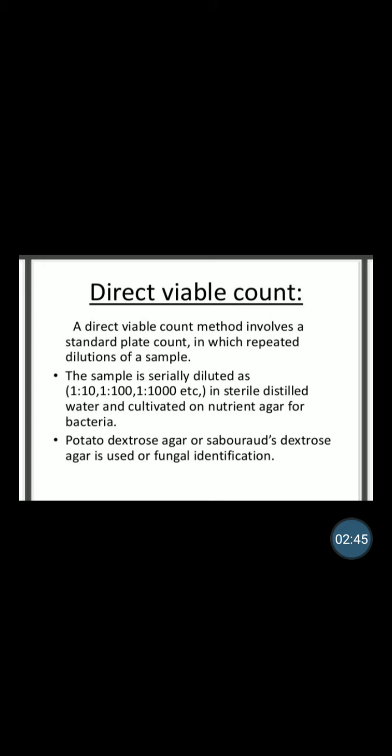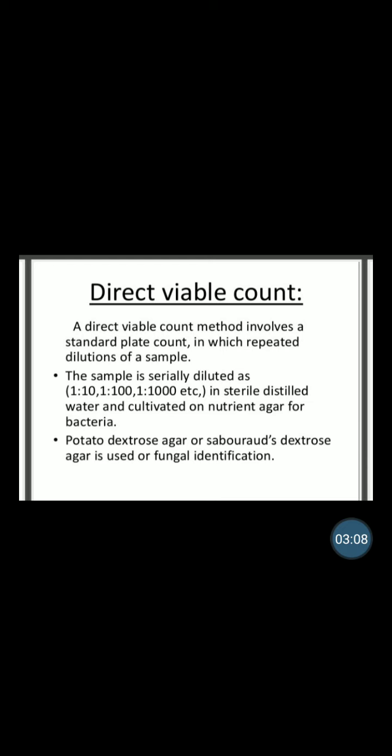And then direct viable count. This method involves standard plate count in which the sample is repeatedly diluted. The sample is serially diluted as 1:10, 1:100, 1:1000. It means 1 ml of sample is taken and diluted up to 10 ml, that is 1:10.